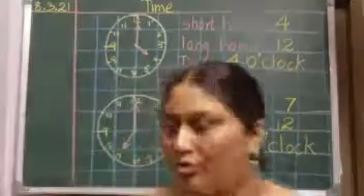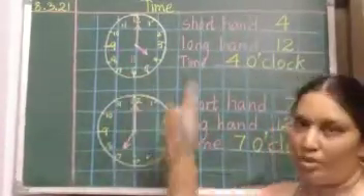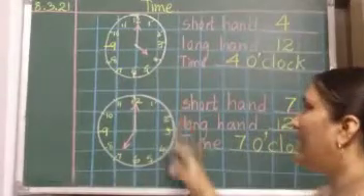Okay. Hope you have understood, children. So today's work is this. 2 clocks you should draw and you should write like this.